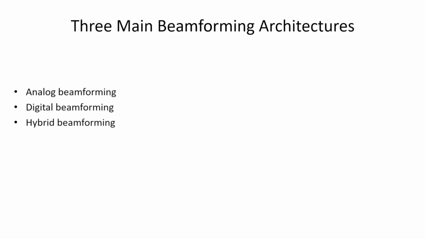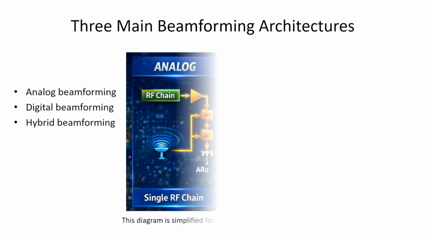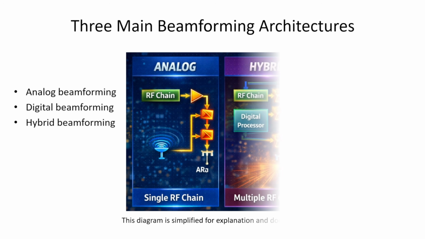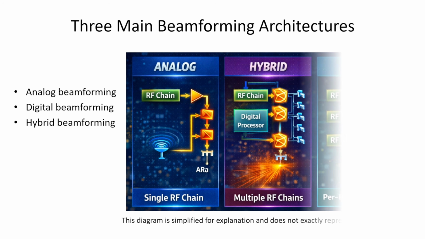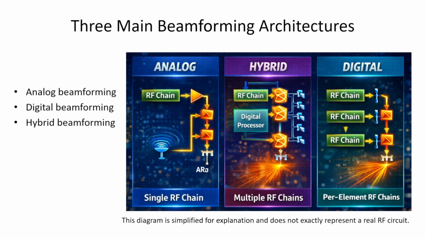First, analog beamforming. Simple hardware and lower power, but less flexible. Second, digital beamforming. Much more flexible and powerful, but it needs more hardware and more power. Third, hybrid beamforming. This combines analog and digital techniques to balance performance and complexity.